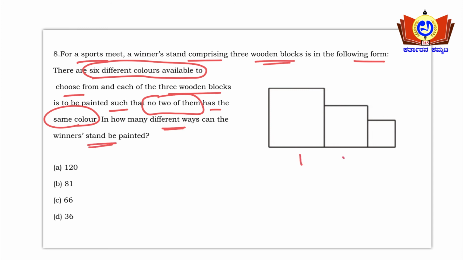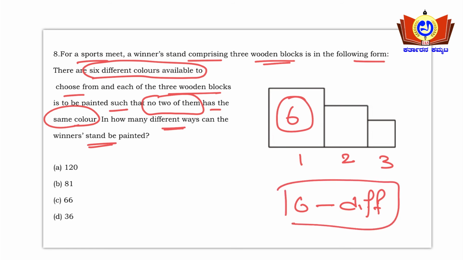Okay, so first block, second block and third block, 3 blocks are there, and we have 6 different colors here. So this first block can be painted in 6 different ways here. Available paint colors are 6, so in 6 different colors the first block can be painted. Any one color will be painted here, and excluding that, the other 5 colors can be used, since no 2 of them has the same color. So 5 colors will be available here.